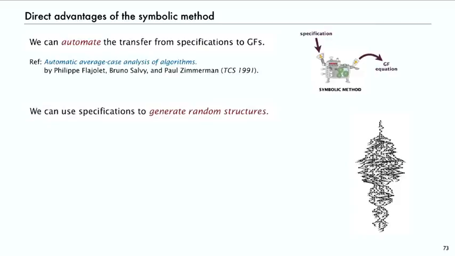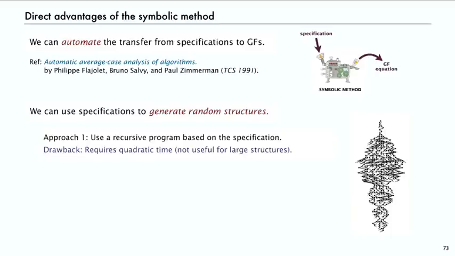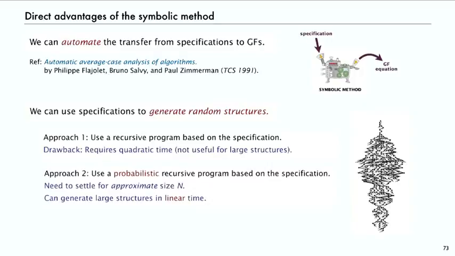Another thing we can do is use specs to generate huge random structures. One easy approach is to just take the spec and use a recursive program that is based on the spec. And that's okay, but it doesn't get you really large structures because it takes quadratic time. But there is a probabilistic method that gets, for a given size, a random structure of approximately that size and works in linear time.